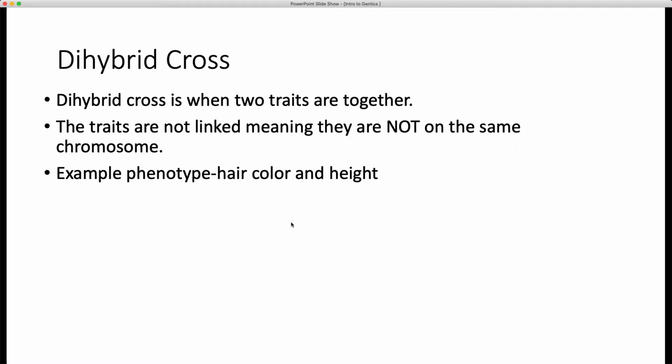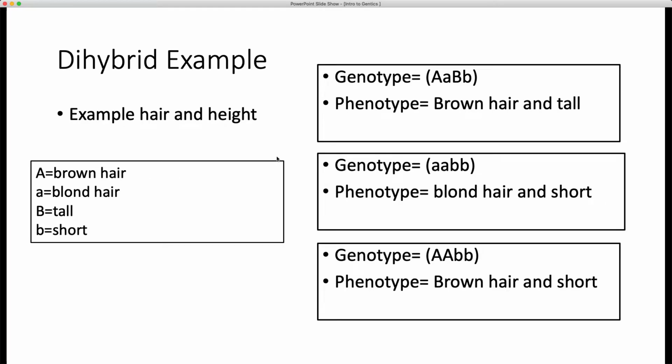Dihybrid crosses are different from the monohybrid cross. Mono meaning one, so we are only dealing with one trait. Di means 2, so we are now dealing with 2 traits. A dihybrid cross is when 2 traits are together. The traits are not linked, meaning they are not on the same chromosome. For example, we could have a phenotype that is hair color and height.